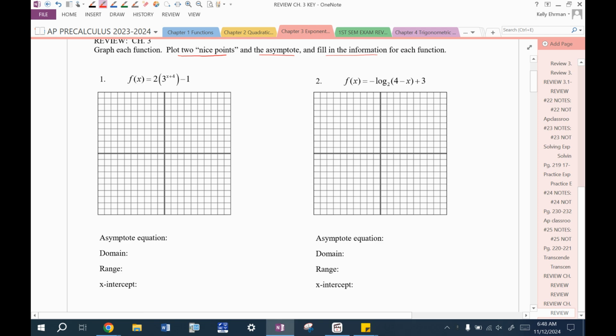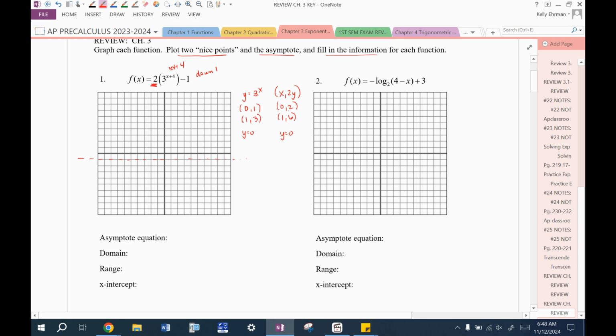So the parent function is a 3 to the x graph. The nice points that we're going to start with are (0, 1), (1, 3), and y equals 0. And then these points first get a vertical dilation by a factor of 2. So multiply every y by 2. That makes this (0, 2) and (1, 6). Still y equals 0. And then we're going to go left 4 and down 1. The down 1 will move the horizontal asymptote to negative 1.